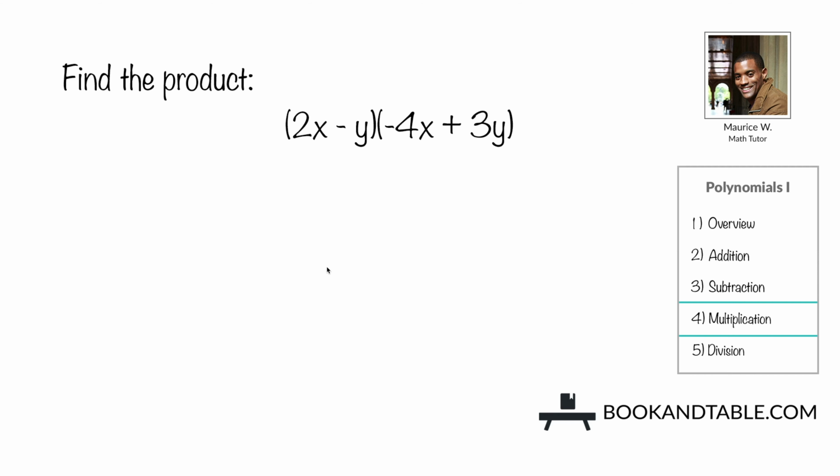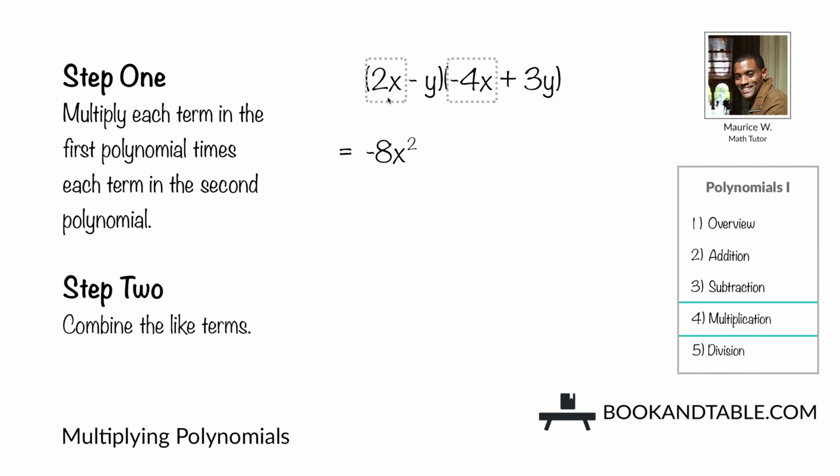Let's say you were asked to find the product of 2x minus y times negative 4x plus 3y. You're going to go to the first term in the first polynomial and multiply it times each term in the second polynomial. And then you'll go to the second term in the first polynomial and multiply it times each term in the second polynomial. So step 1, multiply each term in the first polynomial times each term in the second polynomial, giving us 2x times negative 4x, which is negative 8x squared. Then we do 2x times 3y, which would give us 6xy.